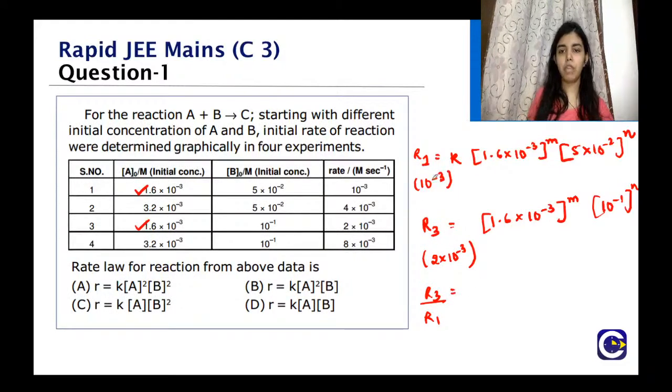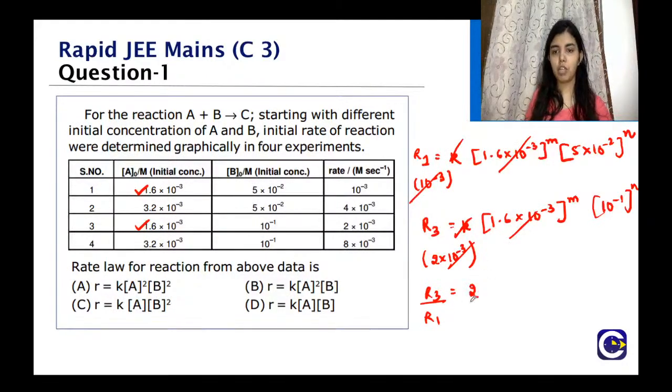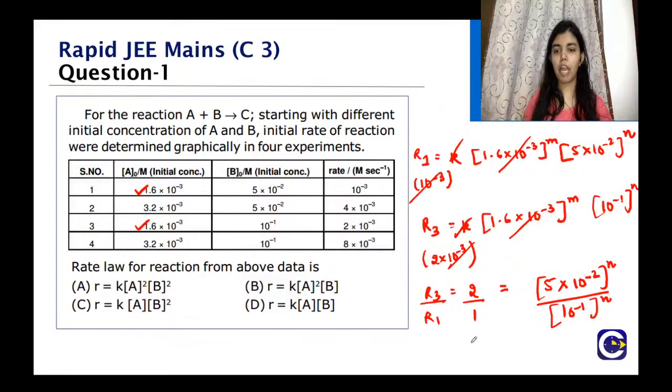That will be equal to 10 raised to the power minus 3. 10 raised to the power minus 3 will cancel out, k and k will get cancelled out, this and this will get cancelled out. So you are left with 2 divided by 1 equals 5 into 10 raised to the power minus 2 raised to the power n divided by 10 raised to the power minus 1 raised to the power n. So that will become equal to how much?